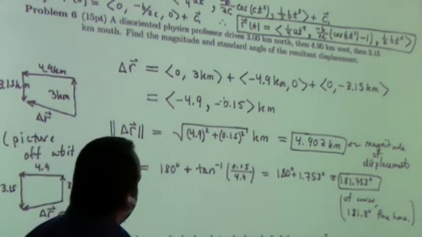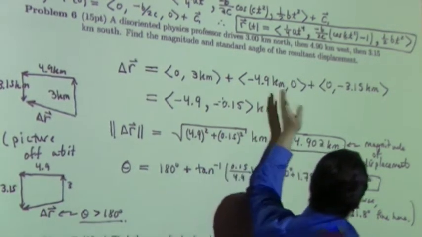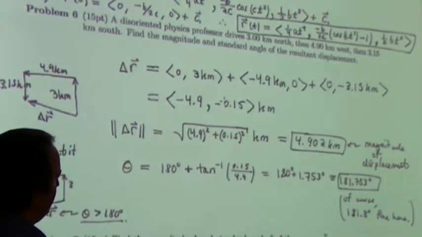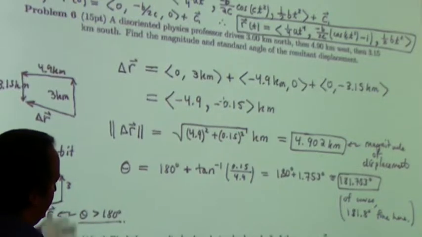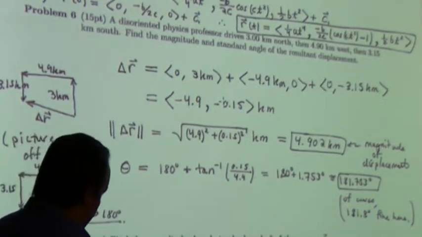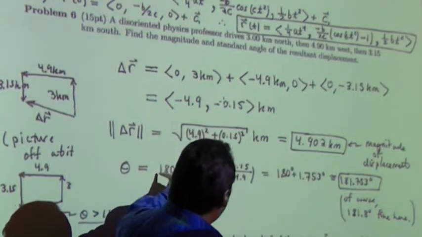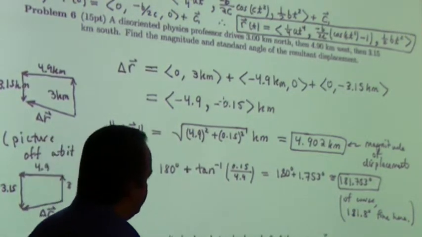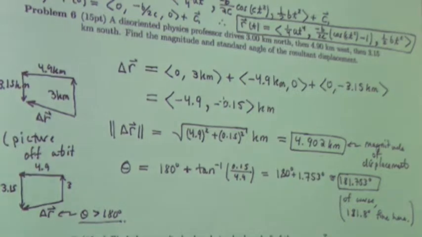So I just add those displacement vectors to get the total displacement. That gives me minus 4.9, minus 1.5. I calculate the magnitude. And I calculate the standard angle by taking 180 plus this acute angle, which is kind of tiny. Any questions about this one? Was this familiar? It should have been.